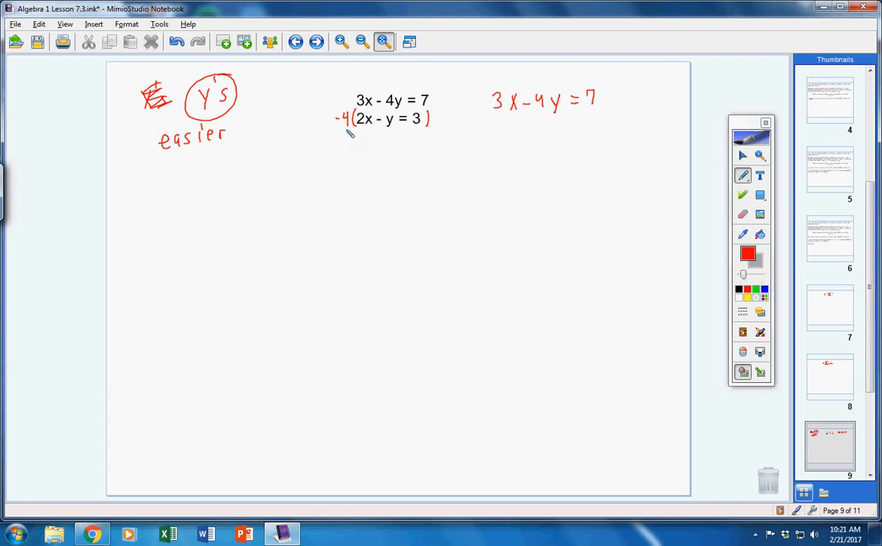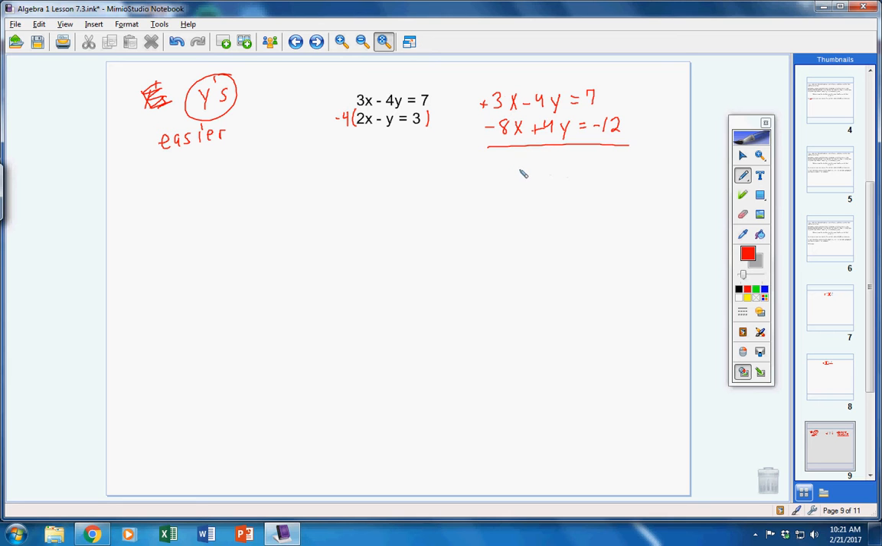My bottom equation, negative 4 times 2, that's negative 8. Negative 4 times negative 1, that's positive 4. Negative 4 times 3, negative 12. Look at that, students. I am now ready to add these two equations together, and look what happens.